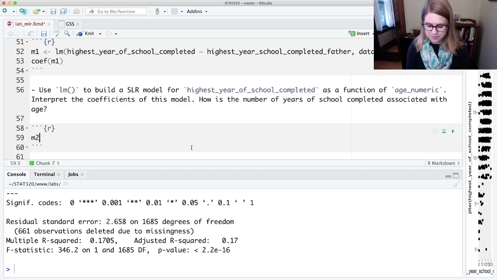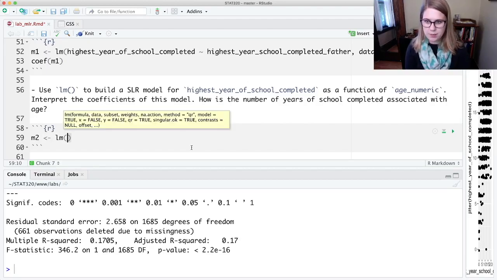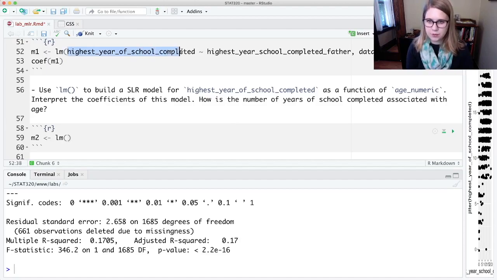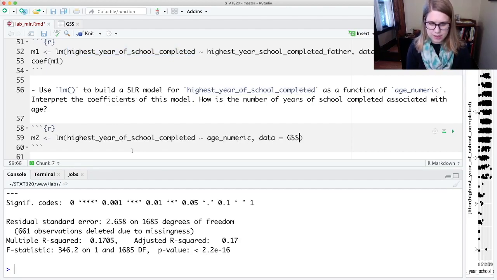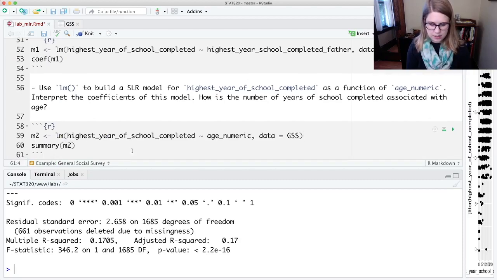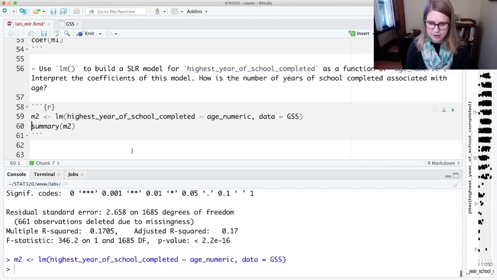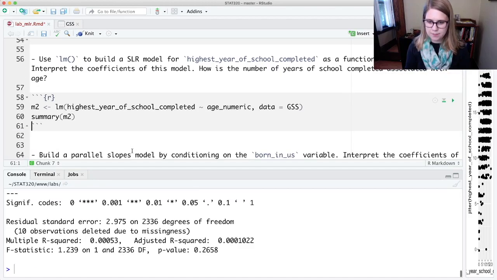All right, I'm going to do it. So I'm going to do M2. It's going to be a linear model. I still want to predict that highest year of school completed. I'm just going to copy paste it by age underscore numeric, and my data is GSS. And then I could write a summary of M2. Then I like to do that command enter to just run one line at a time.